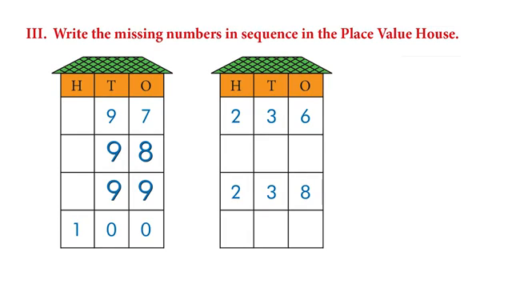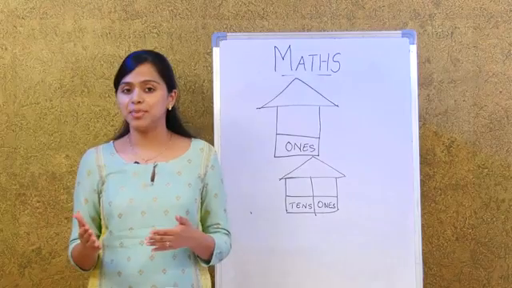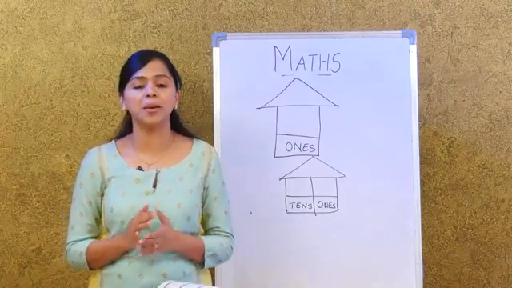Let's try 236 in the place value house. What comes next in this sequence? 237. Very good. And then comes 238 and then comes 239. Very good. Now in the next page, you have to write down the numbers which are given.